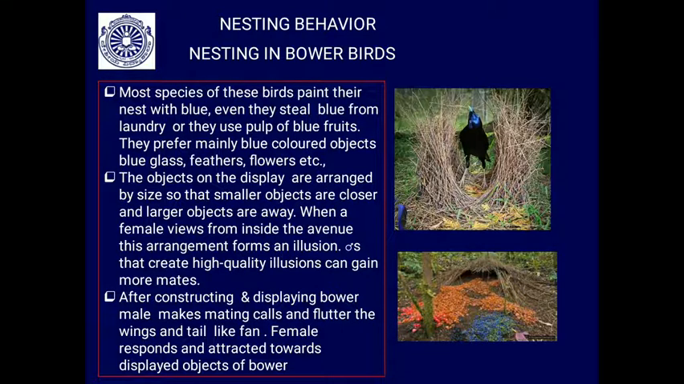The objects on the display are arranged by size, so that the smaller objects are closer to the nest and the larger objects away from the nest. It creates an optical illusion. So males who create a high quality illusion can gain more mates. The females will be attracted by this optical illusion created in front of the bower.